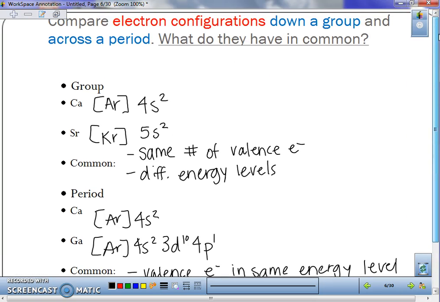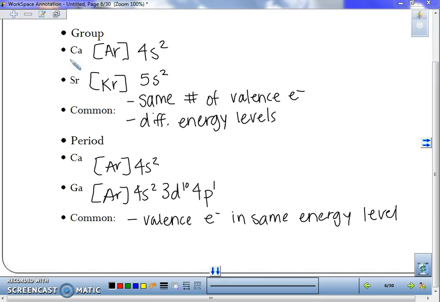Alright, so if you look at the noble gas configurations or the electron configurations for elements that are in a similar group or period, you do start to see some patterns. So within a group, calcium and strontium, for example, you see that they have different noble gases that they start with, but their valence electrons are going to be in the same type of sublevel. They're both in an S sublevel. They have the same number of valence electrons. However, they are in different energy levels. So calcium's valence electrons are in the 4th energy level and strontium's are in the 5th.